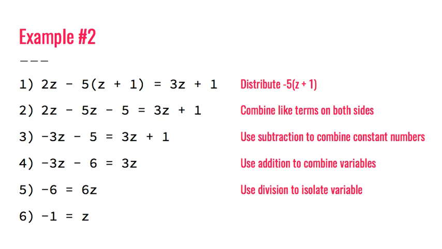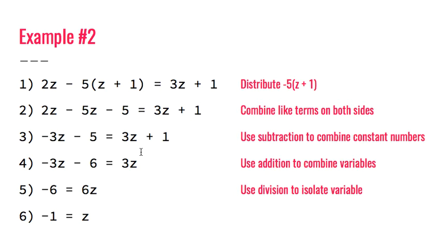Another example requires our first step to be the distributive property because we have parentheses. We're going to distribute a negative 5 to z and 1, giving us negative 5z minus 5. Next, we combine like terms on both sides. On the left side, we have 2z minus 5z. That gives us a negative 3z.